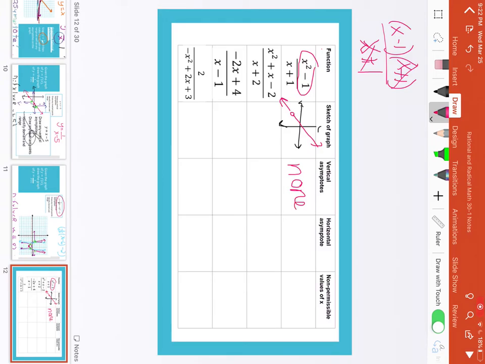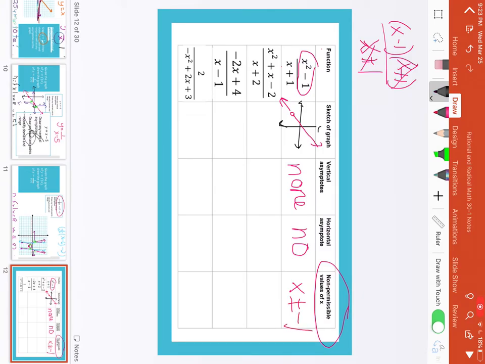If you look at this graph, does it look like there's a horizontal asymptote? No. And if you go back to the rules, the degree of the numerator is higher than the degree of the denominator, which means there's no horizontal asymptote. However, there is a non-permissible because of that hole in the graph, so we would say x cannot equal -1.